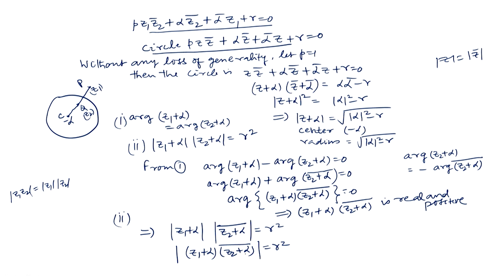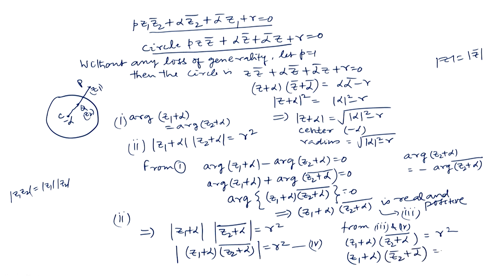Okay. So, now there is a complex number whose modulus is r square, and that complex number is real and positive. From this condition, this is condition number 3 and this condition number 4. From 3 and 4, we are saying that (z1 plus alpha) into (z2 plus alpha conjugate) is real and positive, and its modulus is r square. So, this complex number itself is r square. So, (z1 plus alpha) into (z2 plus alpha conjugate) equal to r square, and this gives you what? (z1 plus alpha) into (z2 conjugate plus alpha conjugate) equal to r square.